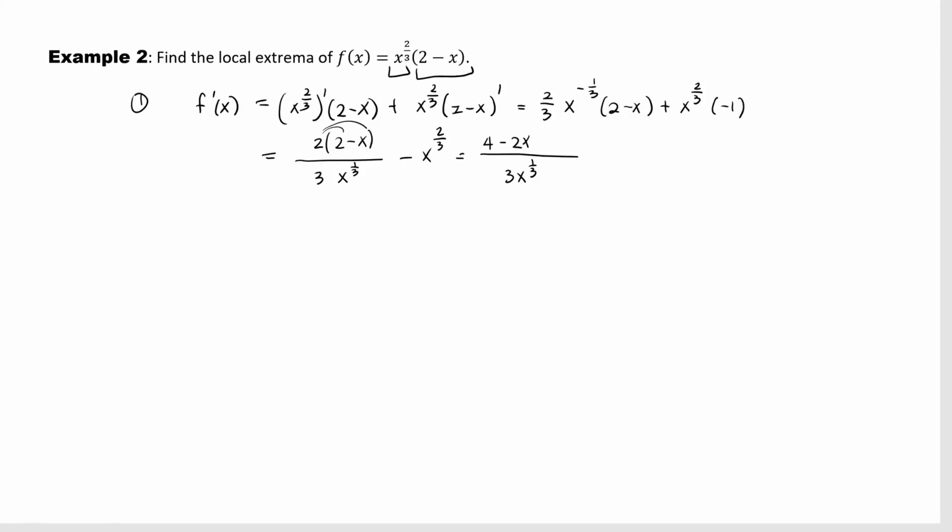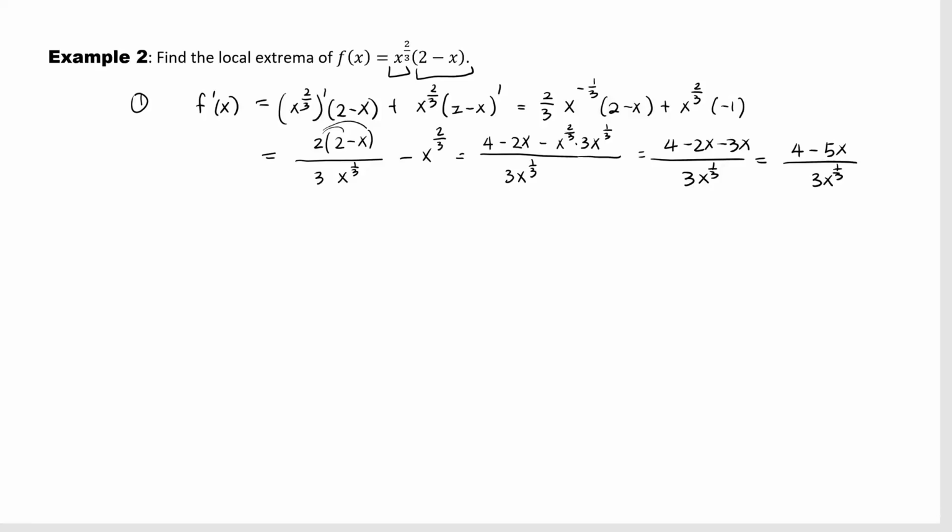We get 4 minus 2x minus x to the 2/3 times 3x to the 1/3. Wow, what is x to the 2/3 times x to the 1/3? Well, that is actually x. Okay, so that's why we have 4 minus 2x minus 3x, and that is 4 minus 5x. Okay, remember, if we have a quotient, what do we do? Not the quotient rule. We're not trying to take the second derivative.